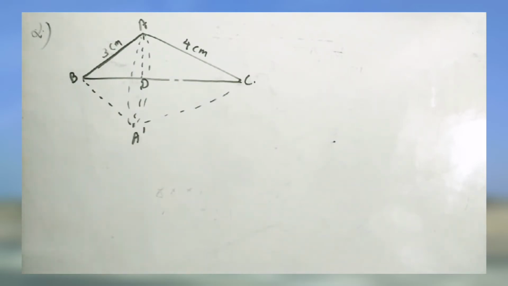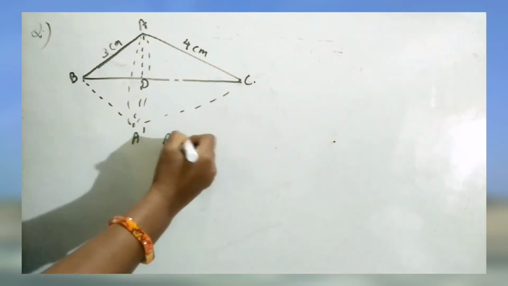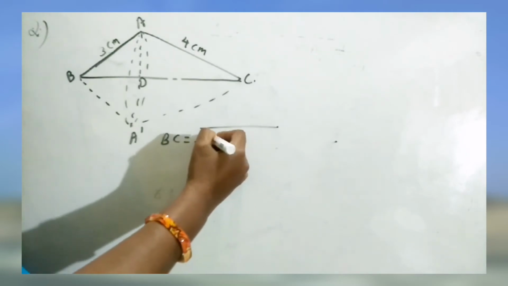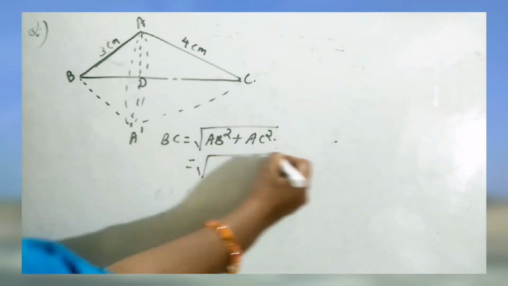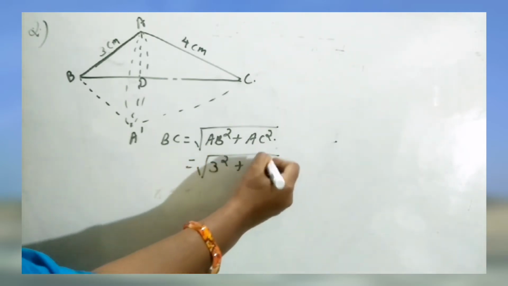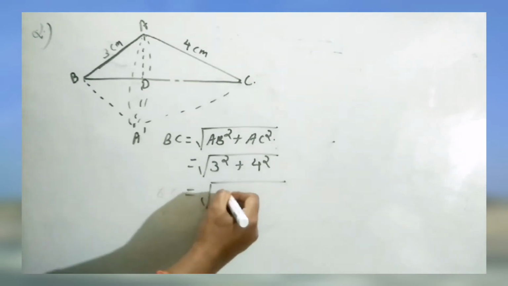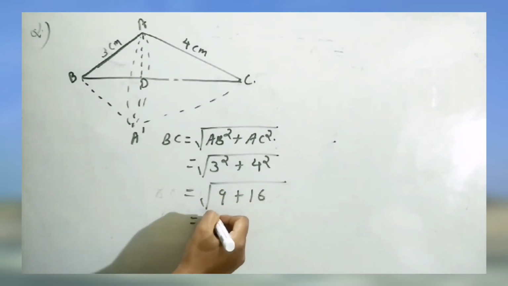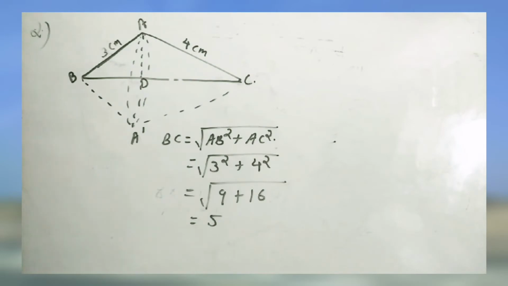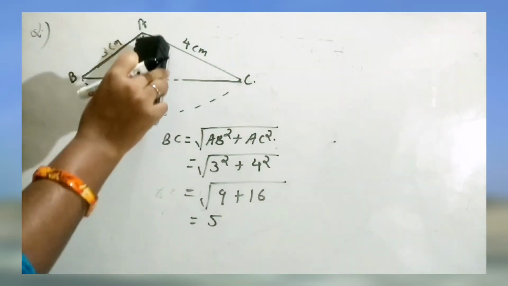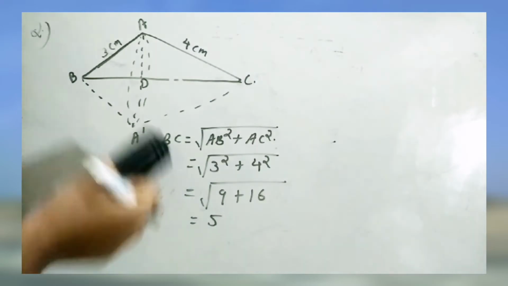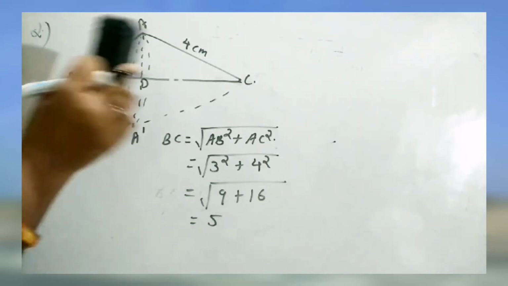Since this triangle is a right triangle, we can use Pythagoras theorem to get the length of BC. So BC is equal to square root of AB square plus AC square, that is equal to square root of 3 square plus 4 square. It is equal to square root of 9 plus 16. That we will get as 5. So the length of BC is 5. Now actually I need to get the length of AD. What is this AD? That is the radius of these two cones.